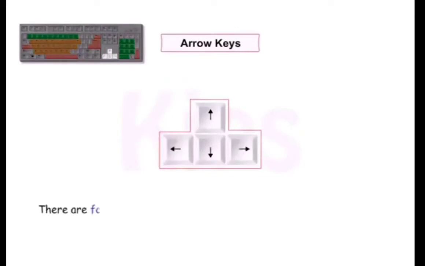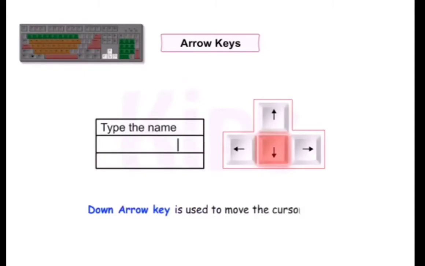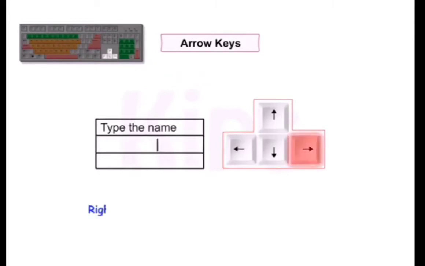Next is arrow keys. There are 4 arrow keys that help to move the cursor on the screen. Up arrow key is used to move the cursor up. You can see. Down arrow key, I will press it, is used to move the cursor down. Left arrow key is used to move the cursor left. Then right arrow key is used to move the cursor right.